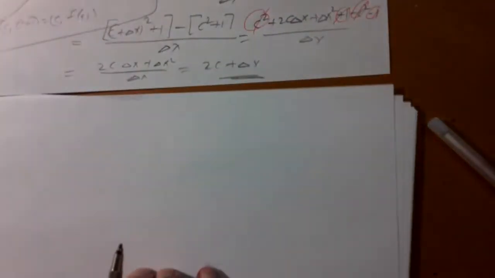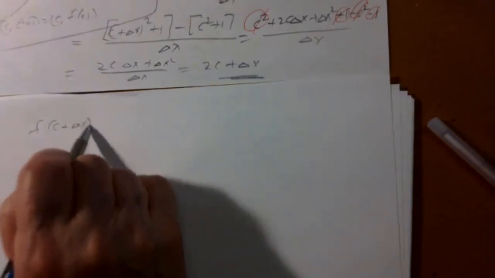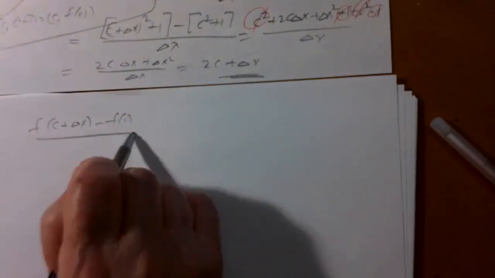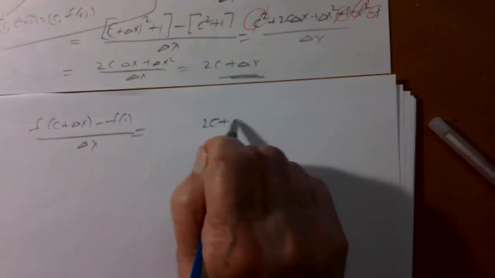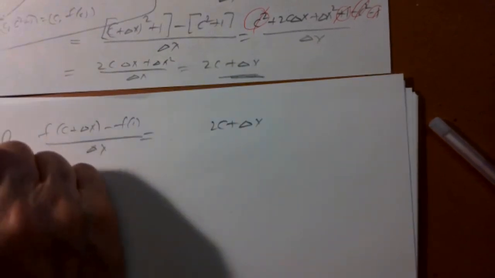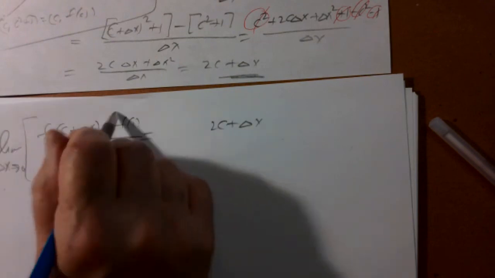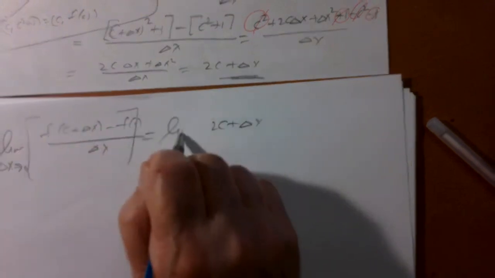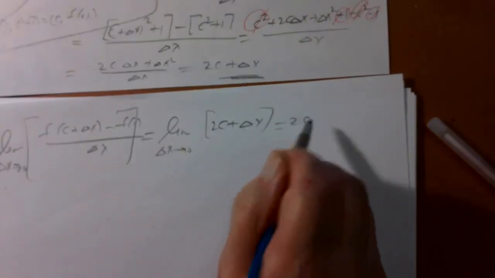So f of C plus delta X minus f of C over delta X is equal to 2C plus delta X. And if you take the limit as delta X goes to 0, that's just 2C.